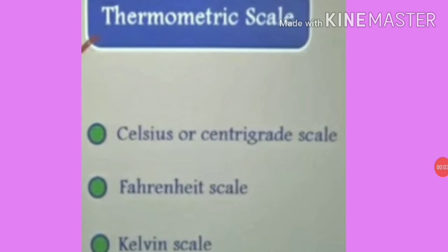Students, in the last class we read about thermometric scales, and we saw that there are three temperature scales on which temperature is measured. These are the Celsius or centigrade scale, the Fahrenheit scale and the Kelvin scale. You know that for practical reasons most thermometers measure temperature on the Celsius scale. So let's read about these different types of thermometers.